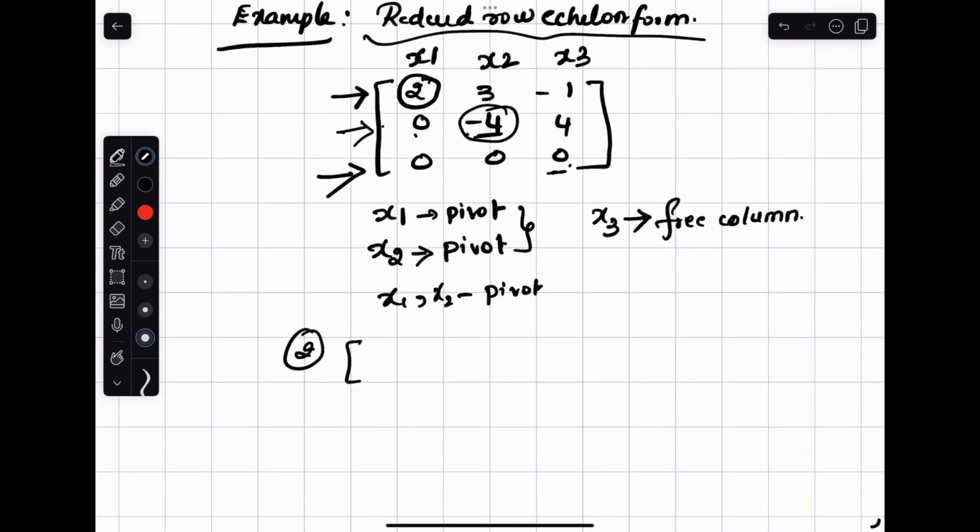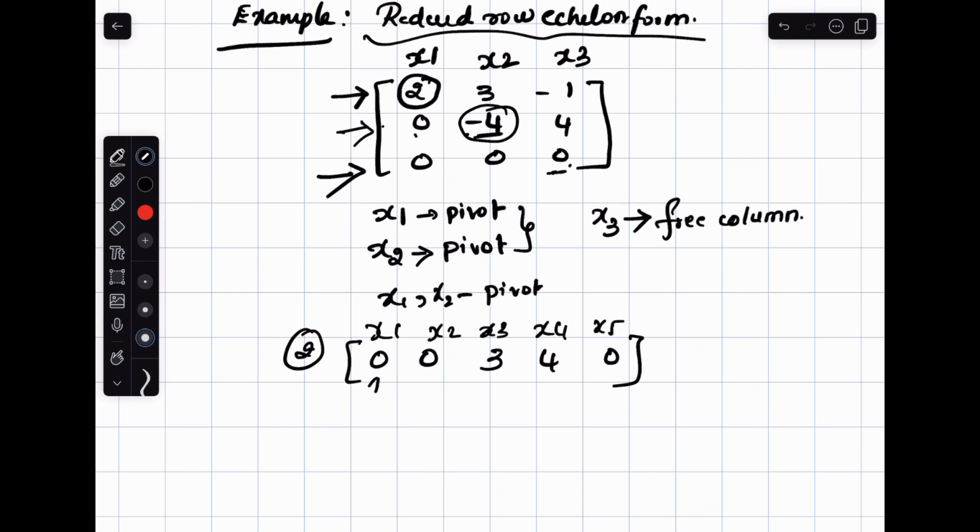Now let us take one more example, 0 0 3 4 0. I will take one row only. To make it understood, these are the rows and columns. There are 5 columns, right? When you see the first row, x1 and x2 are both 0. What is the leading element? 3. So I can say that x3 is the pivot column, and x1, x2, x4, x5 are free columns.